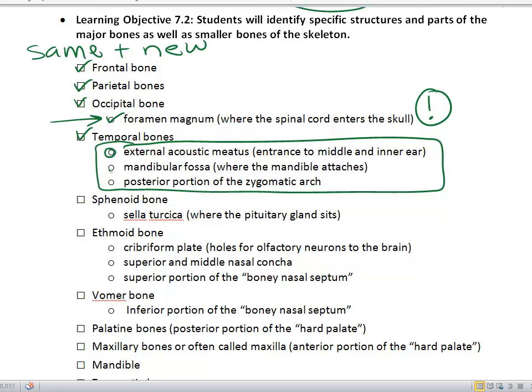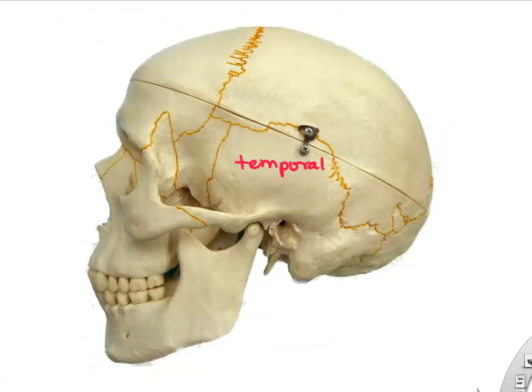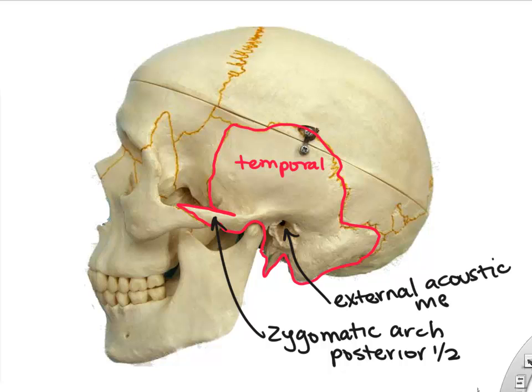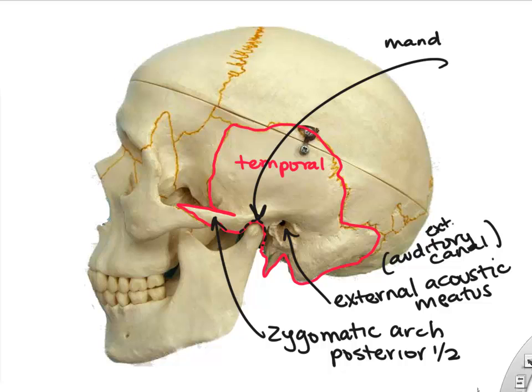The temporal bone has 3 prominent features, or parts, that we want to learn. Our temporal bone, you just find your ear hole, and it's all that bone right around there. One of the things you'll notice is that the temporal bone makes part of an arch. It's called the zygomatic arch, and the temporal bone is the posterior half of the arch. The other thing you'll notice in your temporal bone is the external acoustic meatus, or sometimes called the external auditory canal. That's a hole that allows you to hear.